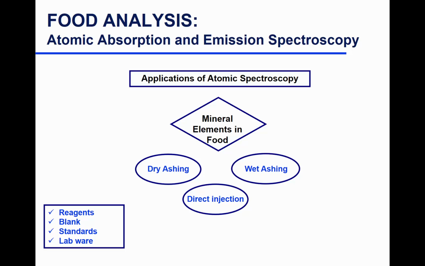Direct injection of a sample really happens only if you have a liquid sample that has a very low concentration of interfering material, like for example oil. You can directly inject an oil sample without having to do pre-ashing to it.